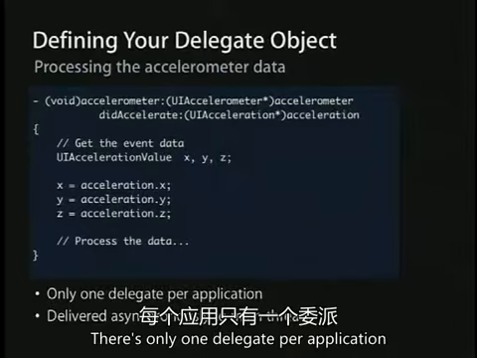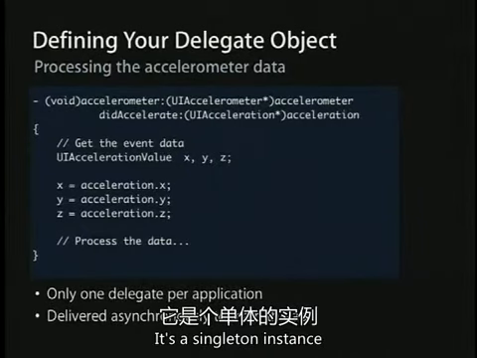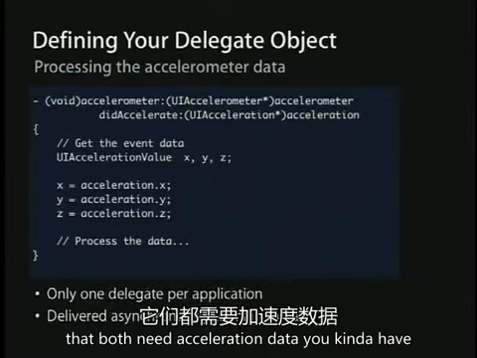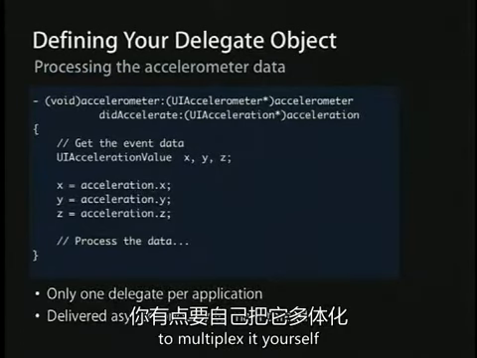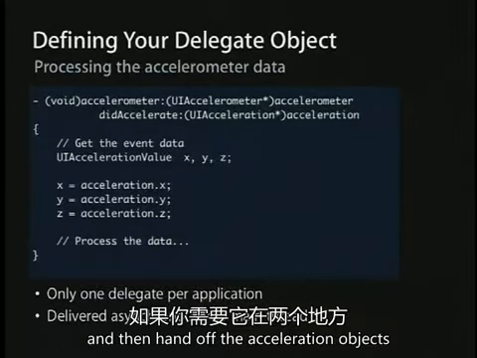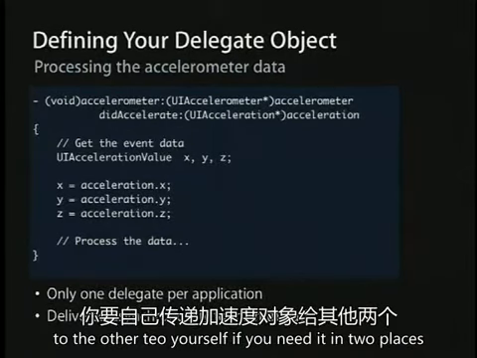There's only one delegate per application. There's a singleton instance. So if you've got two objects in your app that both need acceleration data, you kind of have to multiplex that yourself. You have to set one object up as the delegate and then hand off the acceleration objects to the other one yourself if you need it in two places.